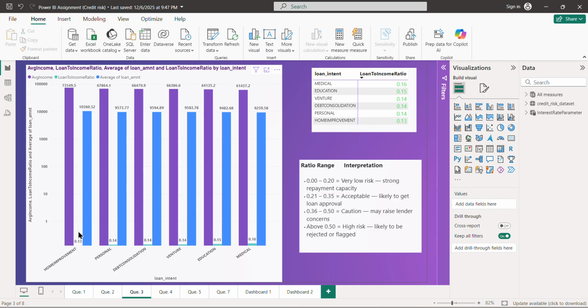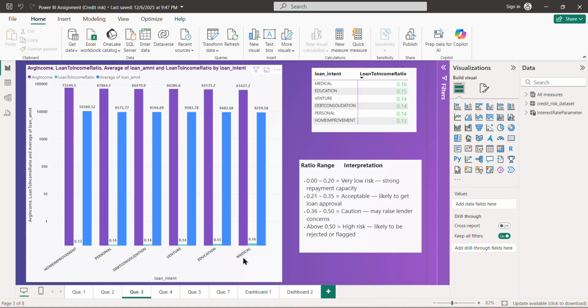So the first question arises, what is loan to income ratio? The loan to income ratio means the borrower's loan amount is 13% of their yearly income. So it lies in the safe line, and in this ratio range, from 0 to 20% represents very low risk with strong repayment capacity. So that's why there is very low risk.